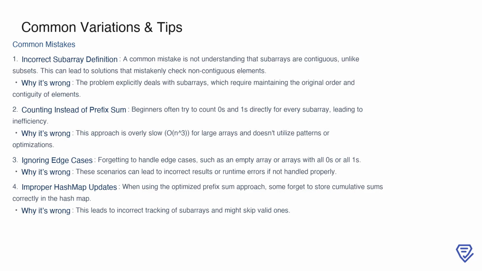Finally, even when using the optimized prefix sum approach, errors often occur in updating the hash map. For example, failing to properly store cumulative sums can cause valid subarrays to be skipped. These mistakes highlight the importance of both understanding the problem's requirements and implementing the solution carefully.